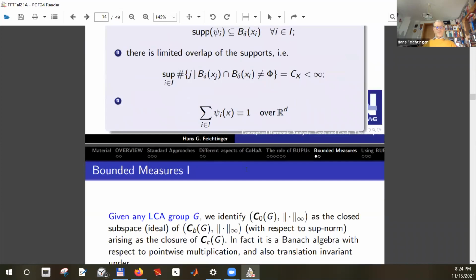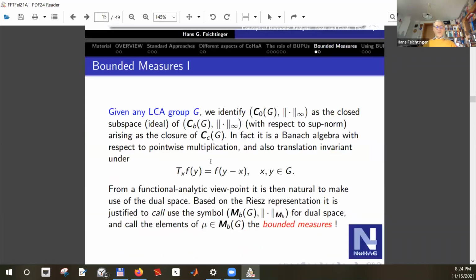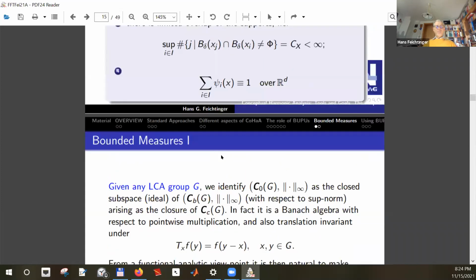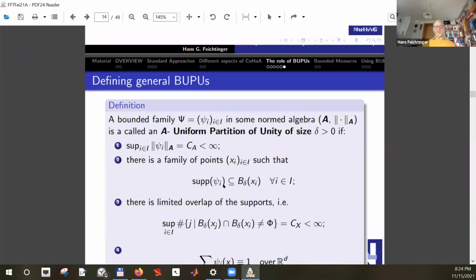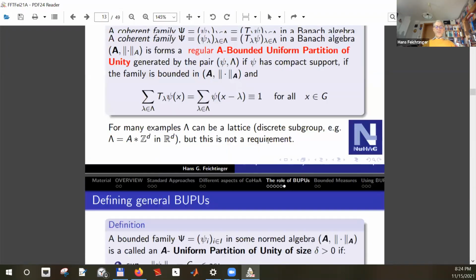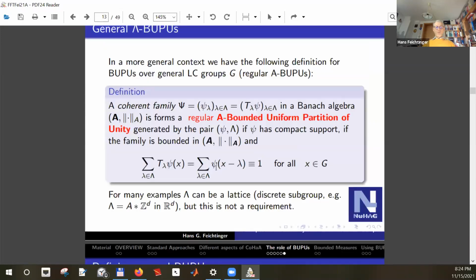Now, of course, maybe I should mention, there's also a notion, I think it will come later more explicitly, of a UPU, a uniform partition of unity, where you just require that this is true, but without requiring that this is a discrete subgroup.